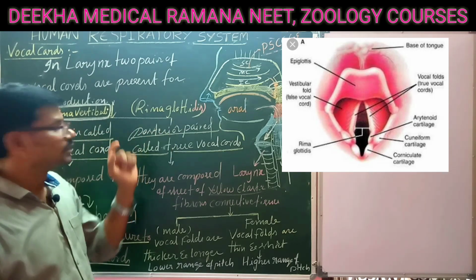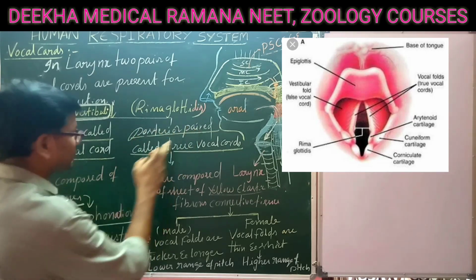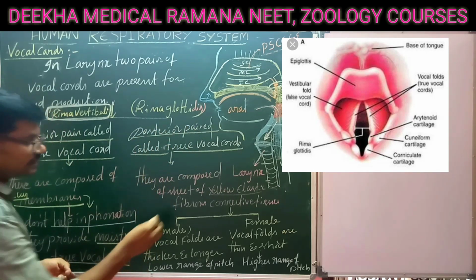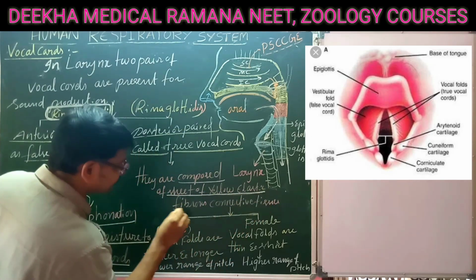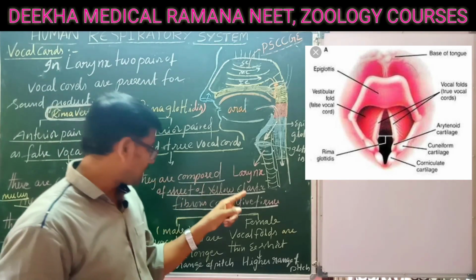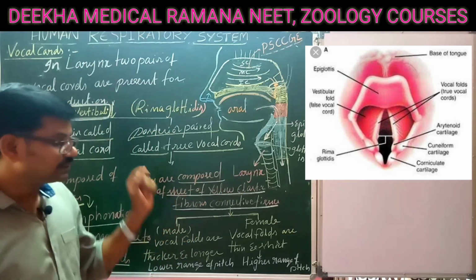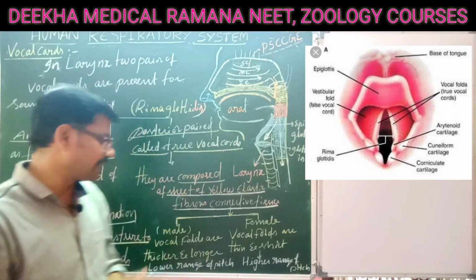And the second type, the posterior paired vocal cords, are called true vocal cords. These are composed of a sheet of yellow elastic fibrous connective tissue. These yellow colored fibers vibrate while exhaling the air.